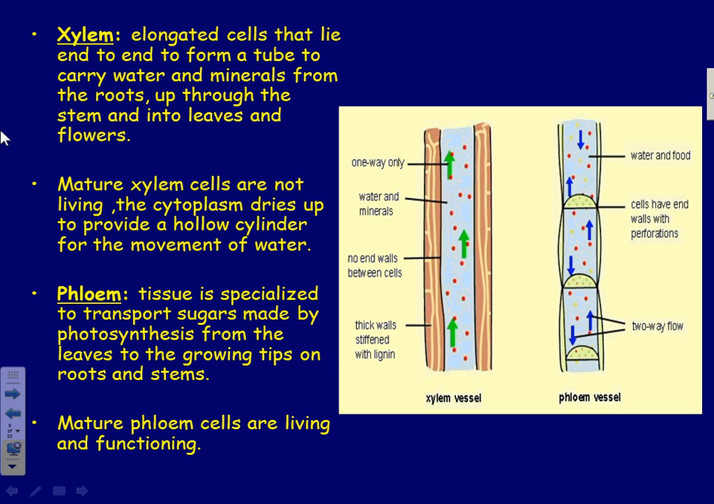Do tree rings form from the outside or from the inside? That would be awesome. But again, my guess is based on knowing how trees are tapped. So what is xylem? Elongated cells that lie end to end to form a tube that carry water and minerals from the root up through the stem into the leaves and the flowers. There was no way for me to take words out and make that any less wordy, but it just is what it is.